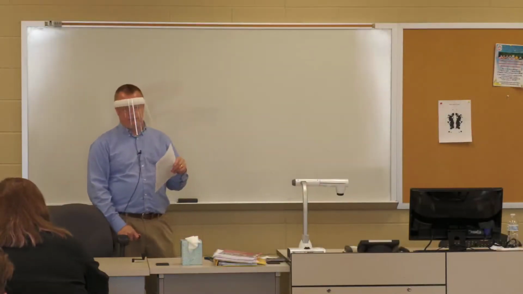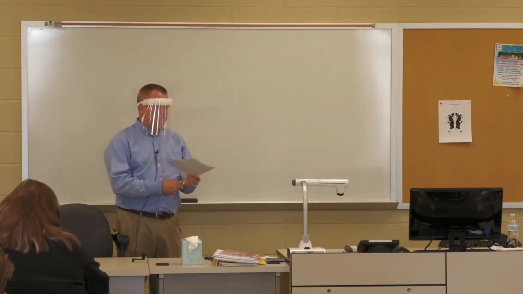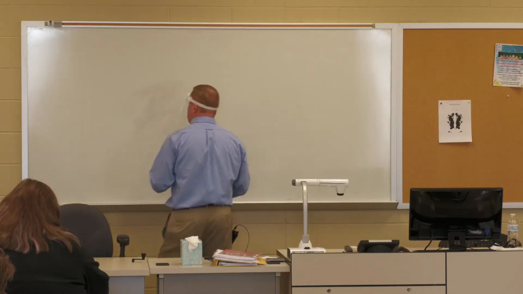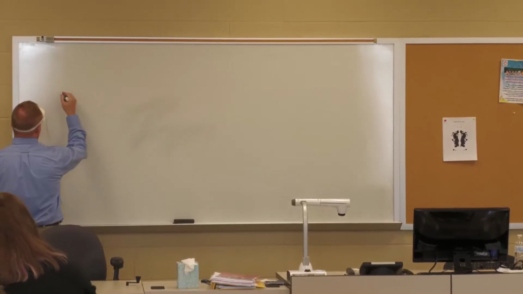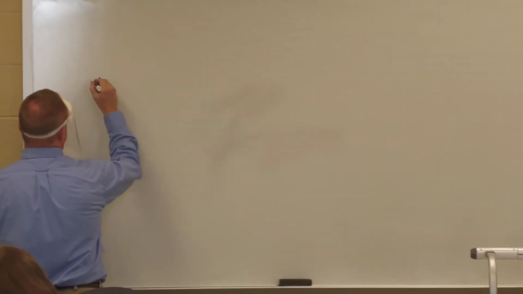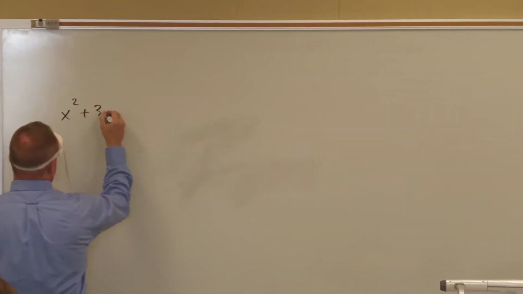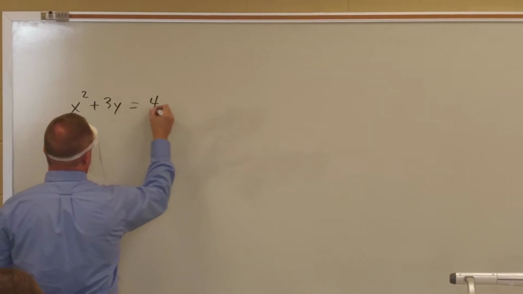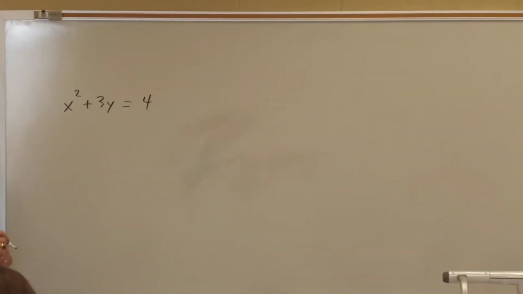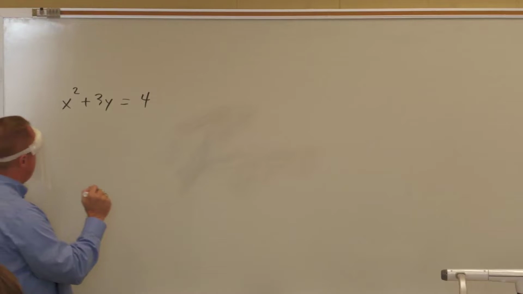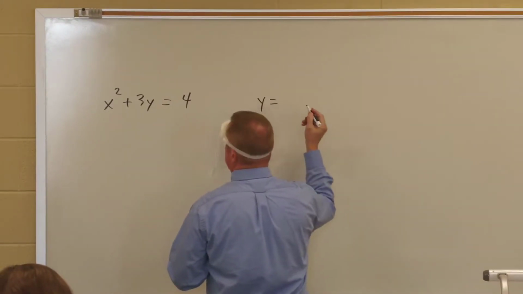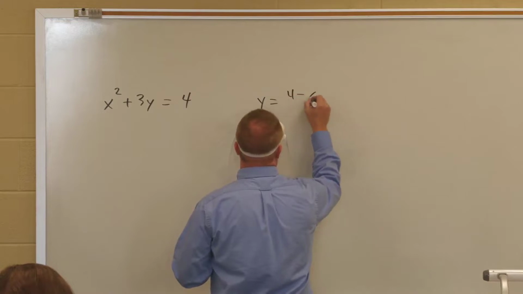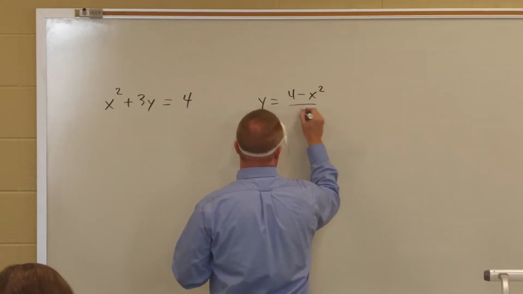Implicit differentiation, okay? All right, so let's look at two equations here. Let's say that we've got x squared plus 3y equals 4. Okay, so we have that one. If I solve that for y, I would have y equals 4 minus x squared divided by 3.